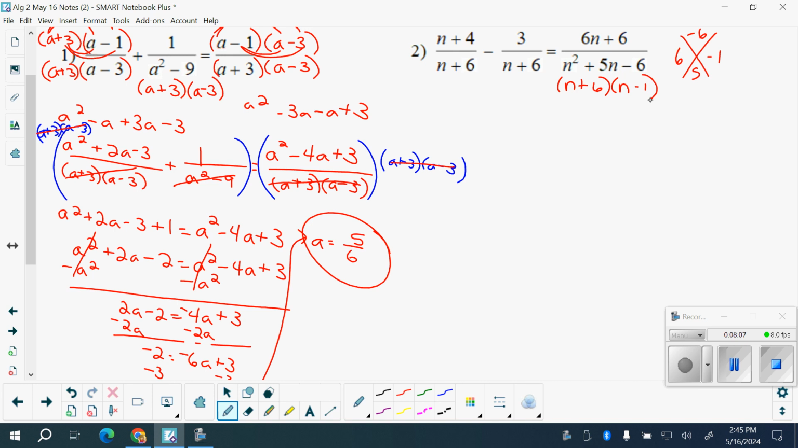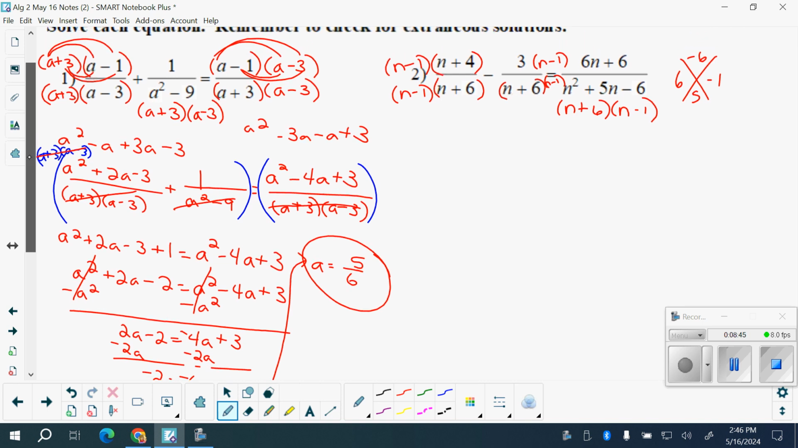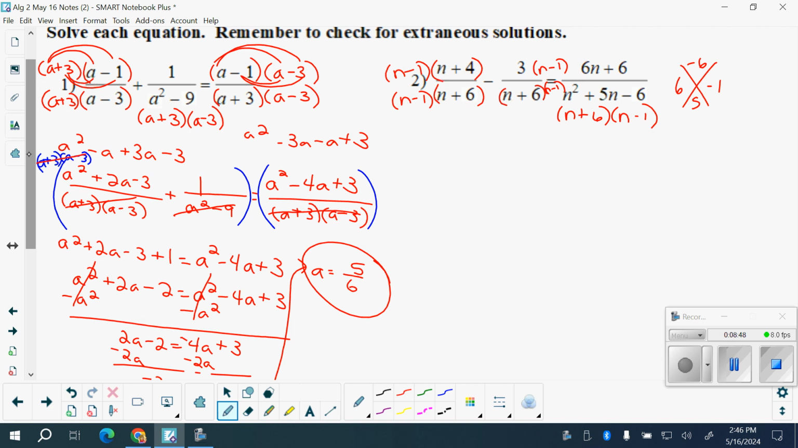Raphael, what do I multiply top and bottom of this one here by? Good. And then what about this one in the middle? Ashley, what do we multiply top and bottom of this one by? Yeah, n minus 1 again. Okay, so again, we're going to have to take n minus 1 times n plus 4. So do that for me.